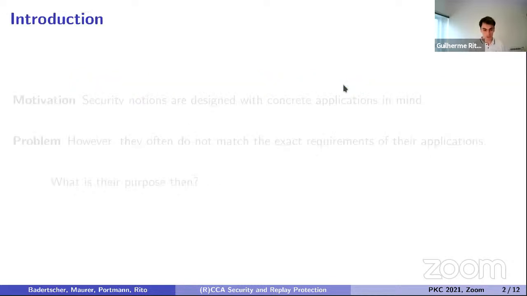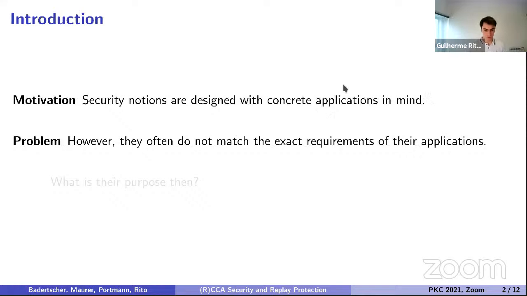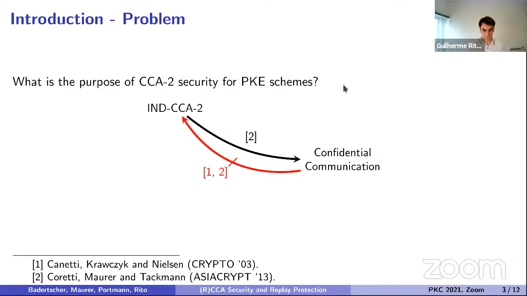So, security notions are usually designed with concrete applications in mind. However, they often do not match the exact security requirements of their intended applications. What is their purpose then? For example, what is the purpose of CCA2 security for PKE schemes? We know, on one hand, that CCA2 security is sufficient to achieve confidential communication. However, there are also non-CCA2 secure schemes that also offer this type of communication.